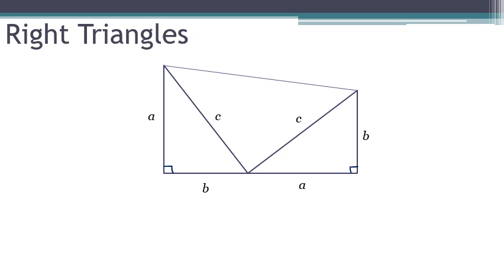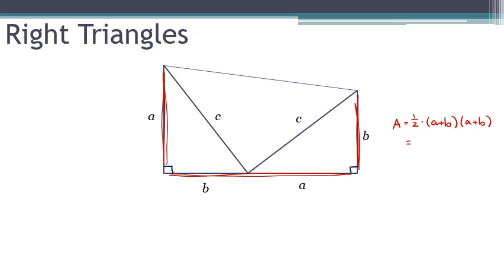I'm going to fill it in and create, notice what I did here, a trapezoid. And you kind of have to turn it. If you rotate it 90 degrees, this side here is one of the bases, this is the other base, and this side here will be the height. Looking at it this way, the area of the trapezoid is 1/2 times the height, which is A plus B, times the sum of the bases. The first base is A, the second base is B.